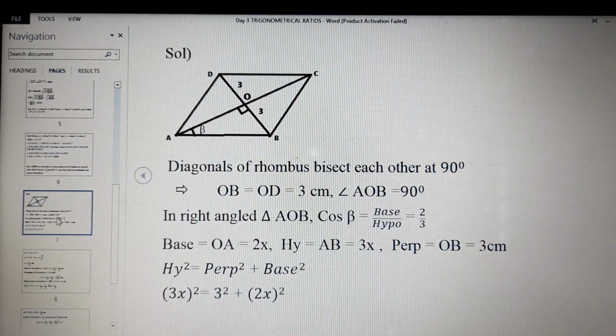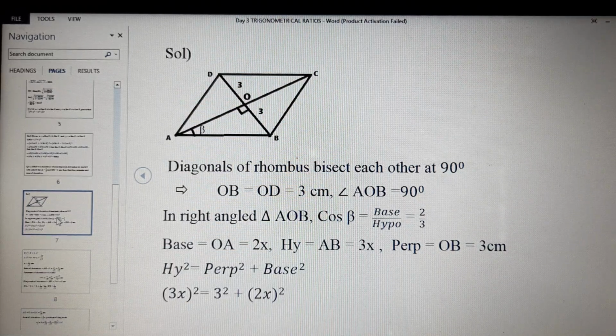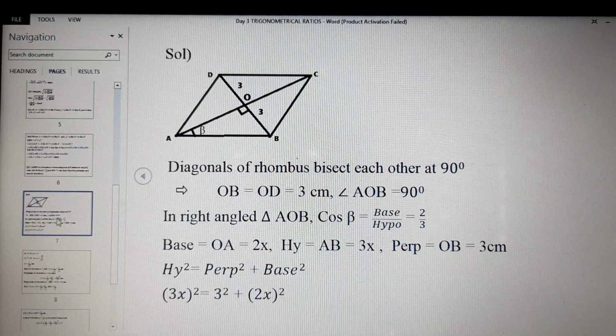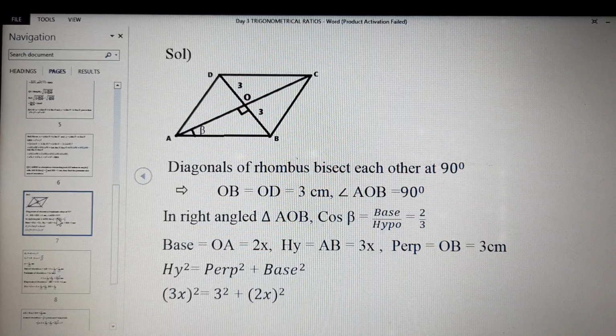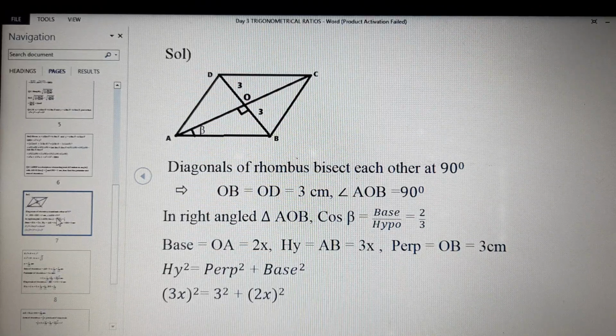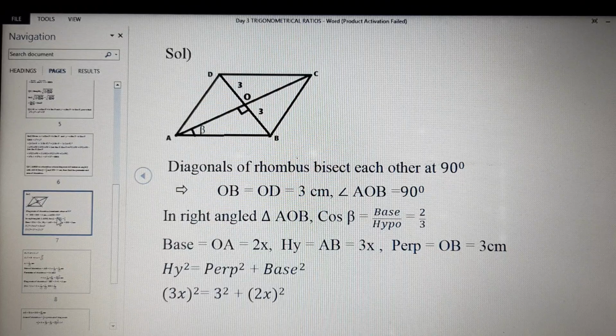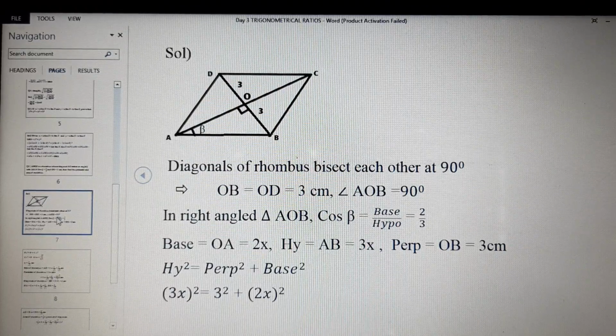Triangle AOB will be a right angle triangle at point O because the diagonals bisect each other at 90 degrees. OA will be equal to OC. It is given that cos beta. So to apply trigonometrical ratios, cos beta, we need a right angle triangle. Which triangle are we going to take in which angle beta is also given and it is a right angle triangle? You need to identify the triangle. So it is triangle OAB.